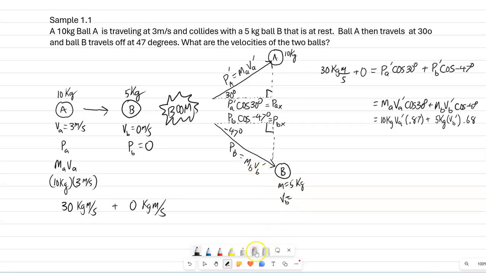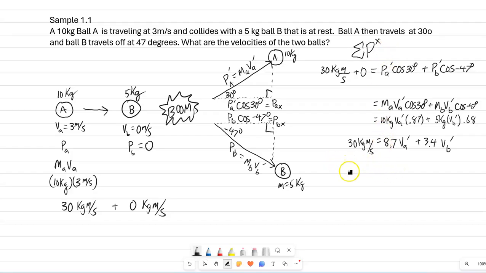Whoops. Let me get rid of this. No reason to have it. Okay, so we can do a little more math right here, and I'm going to pause and do that. All right, there we go. Through the power of calculator. And this is dealing with our sum of the momentums and conservation in the x direction.